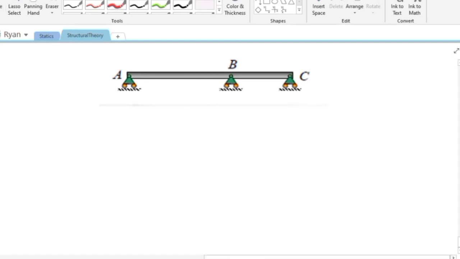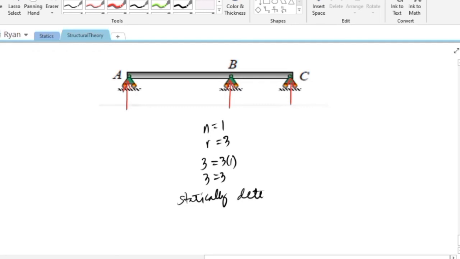So for this structure, so we have 3 reactions here. One reaction for this roller, another one reaction for this roller, and another one reaction for this roller. So your N is equal to 1, and the reaction is equal to 3. So 3 is just equal to 3 times 1. 3 is equal to 3. This is statically determinate. So check natin for the stability, since yung mga reactions natin are parallel, so meaning this is unstable.